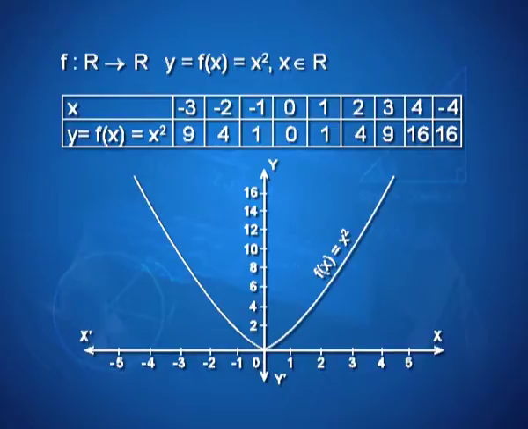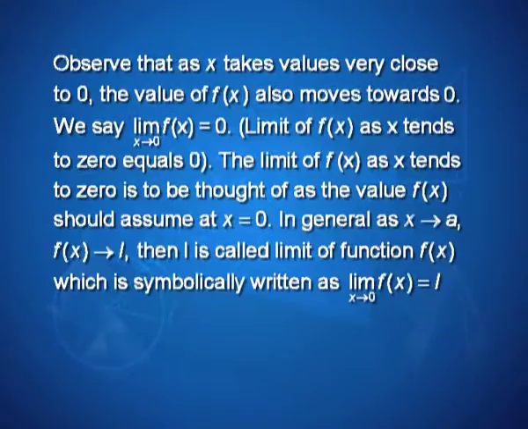On the graph you can see how the graph of f of x is equal to x square looks like. This is your x axis here and this is the y axis. Now we observe that as x takes values very close to 0, the value of f of x also moves towards 0. We say the limit of f of x as x tends to 0 is equal to 0. The limit of f of x as x tends to 0 is to be thought of as the value f of x should assume at x is equal to 0.